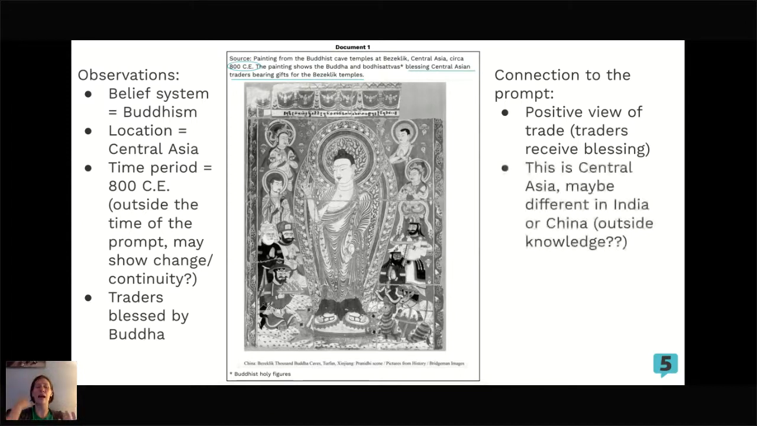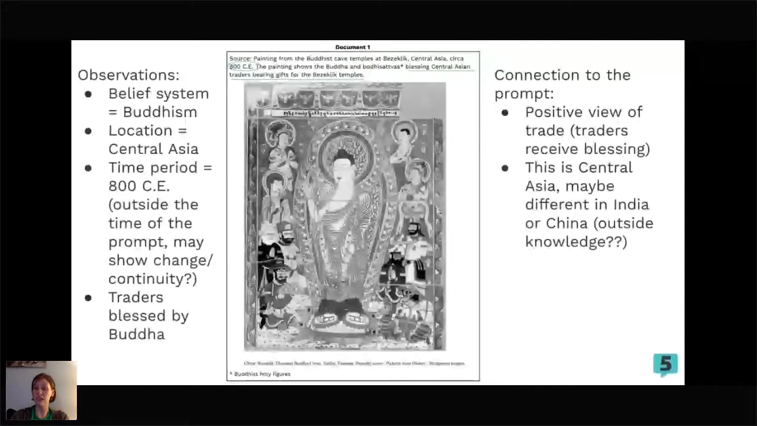And so then I want to ask, okay, I know that Buddhism is in a lot of different regions between 1200 and 1600. So what do I know about Buddhism in those other places? What do I know about Buddhism in India? What do I know about Buddhism in China? And if I have a piece of outside knowledge that could be relevant in connection with this document, that could be really helpful.